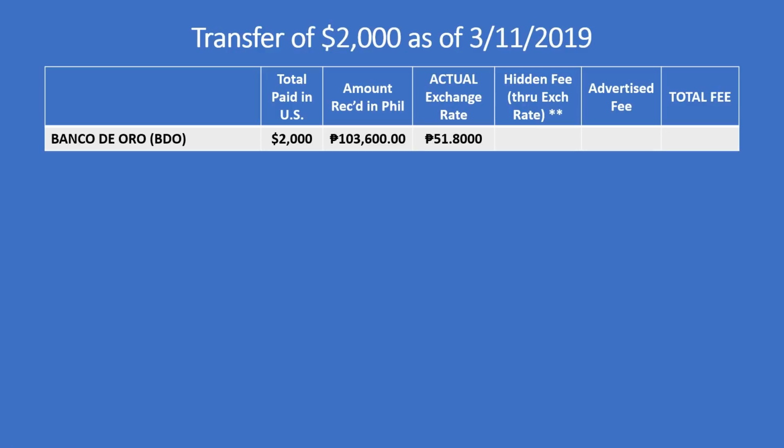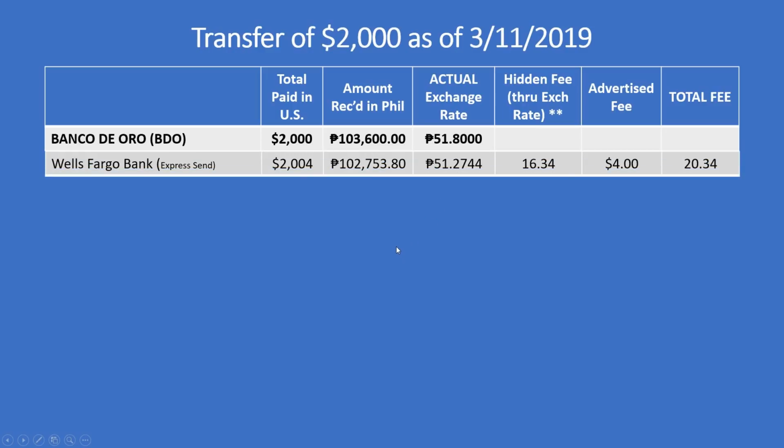In this example, we will assume that we are transferring $2,000 to the Philippines. And I have an account at Banco de Oro, so we will use that as our base. But you can use any bank that you have if you're using Banco PI or Philippine National Bank. That's fine. You can go ahead and use that. So let's say I'm transferring $2,000 today. That is as of this date. Okay. The amount they will give me is 103,600 pesos. That's an exchange rate of 51.80.